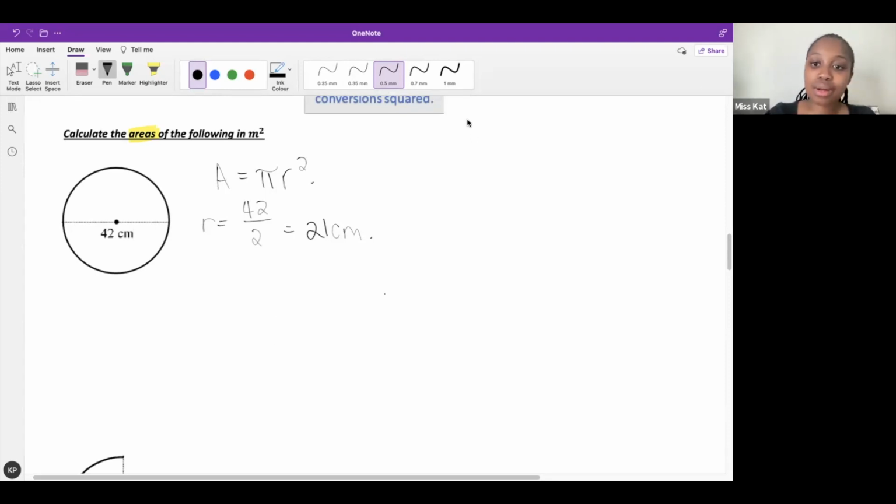Now let's work out our area before we convert. So our area is pi times the radius squared. And you guys know I'm relying on you and your calculators. Let's work it out quickly. Fastest brain and calculator first. Let's see. What's pi times 21 squared? It's 1,385.44.